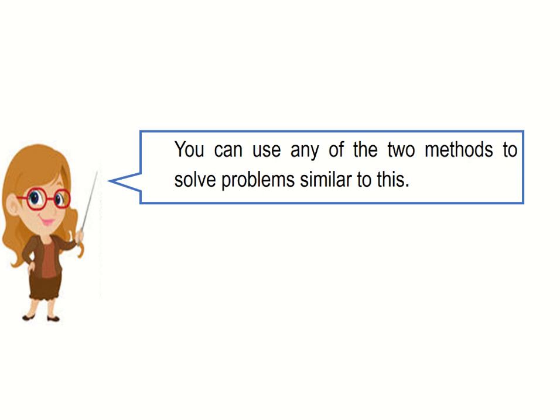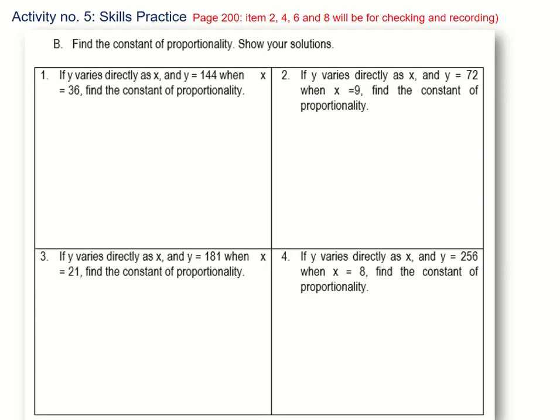Now, it's time for you to open your book on page 200. Activity number 5, skills practice. For items 2, 4, 6, 8, this will be for checking and recording. You have items 1 and 3 for practice. I want you to answer items 1 and 3 maybe for 4 minutes. What I want you to do is pause the video for a while. When done, play it again so we can check your work. So, pause the video now.